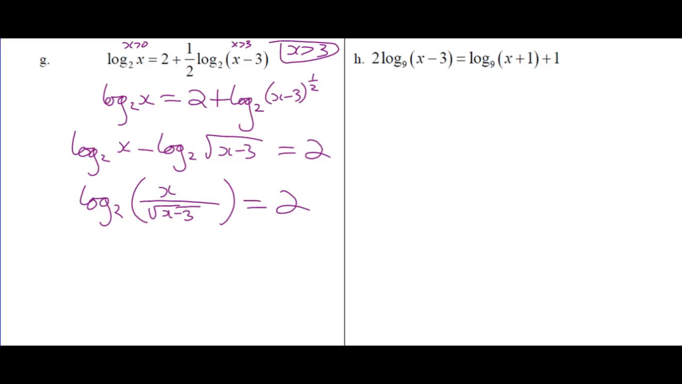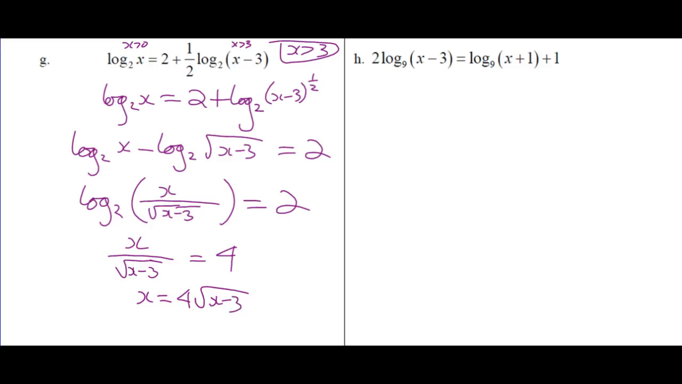And how do we do this? I can never do these logs. Let's unlog. Let's change it to a different form, like exponential, right? So yeah, let's lose the logs, right? So 2 to the 2 is equal to this. Or x over the root of x minus 3 is equal to 4, right? Change it from logarithmic form. You can't work with that. I can't solve that. Change it to exponential form. Oh, okay. So then x is equal to 4 root x minus 3.